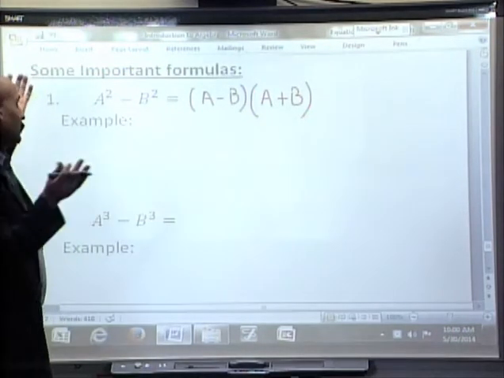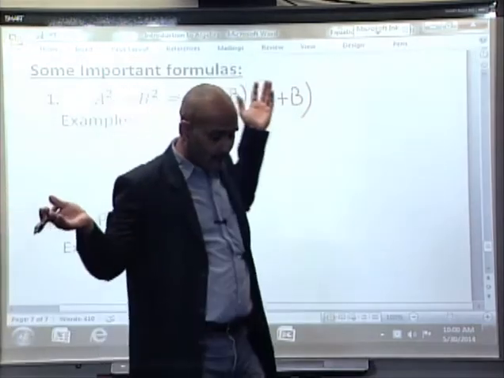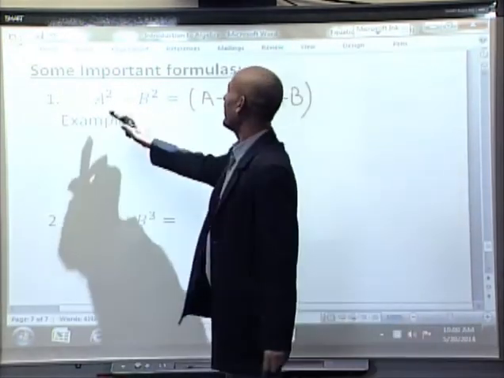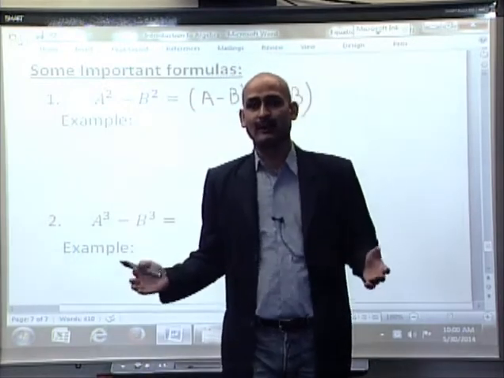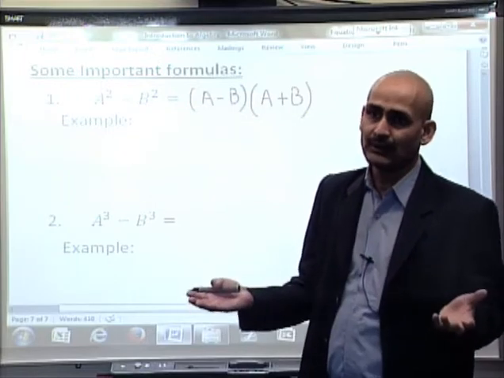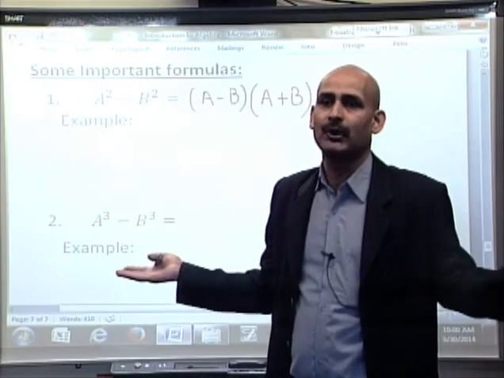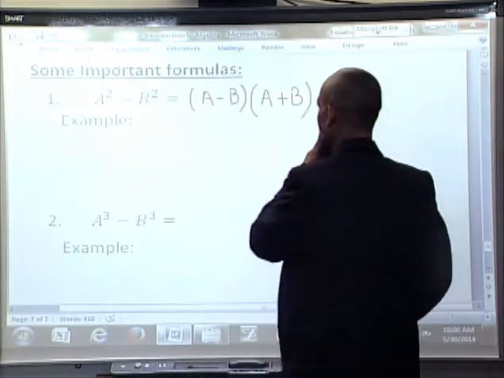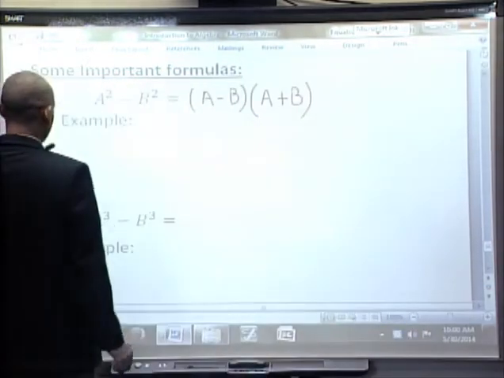So, this is a formula. It is always better to remember the formula. By the way, you can consider A squared minus B squared as a trinomial and apply the same process of factoring as we did before. However, if you remember this formula, you will be saving time. So, let us see one example of use of this formula.